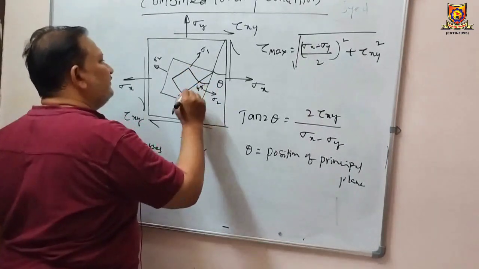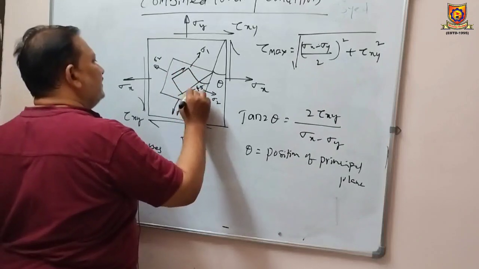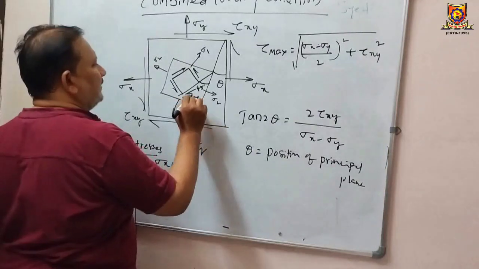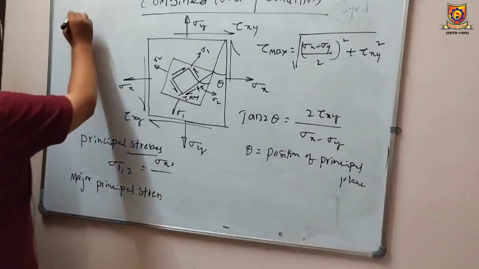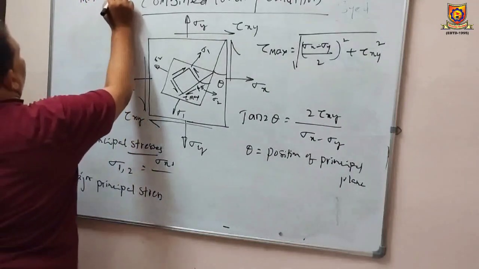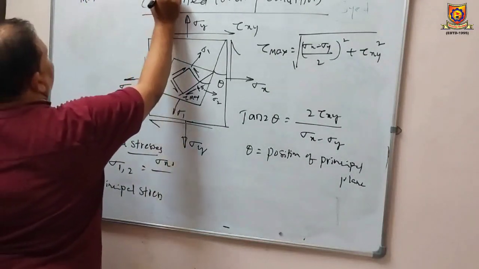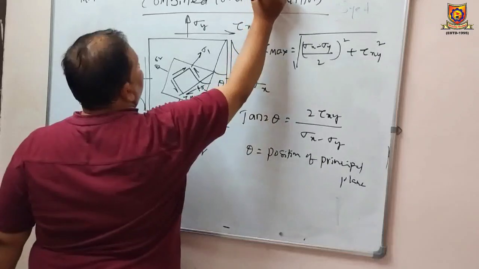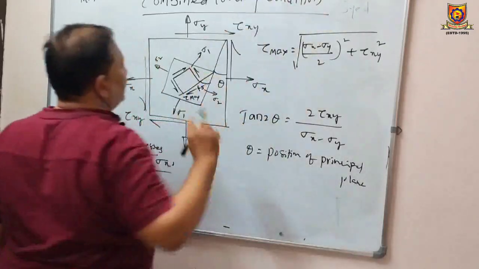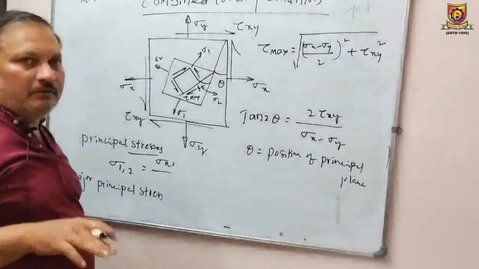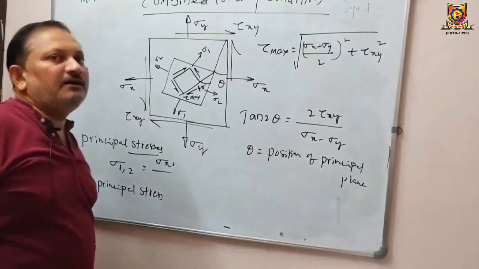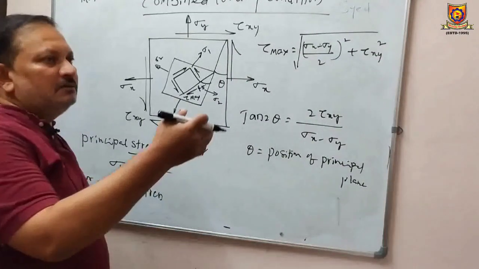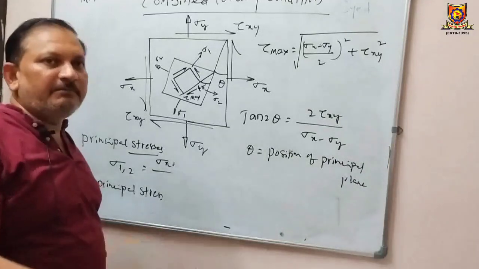Yes, this is 45 degrees. There we can have maximum shear stress, tau max. The maximum shear plane is 45 degrees to the principal plane. So this is how we can calculate the intensity of maximum normal stress induced in a member when it is subjected to a combined loading condition, or you can say complex loading condition.